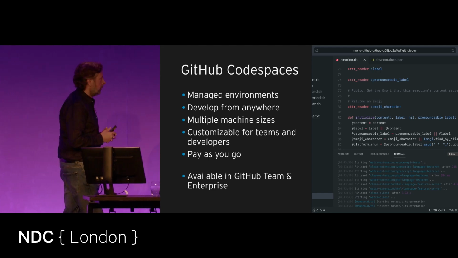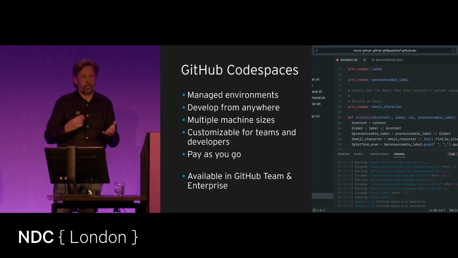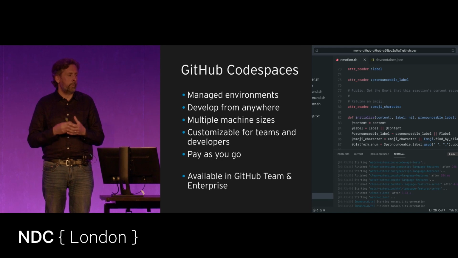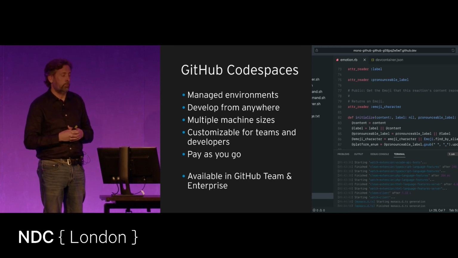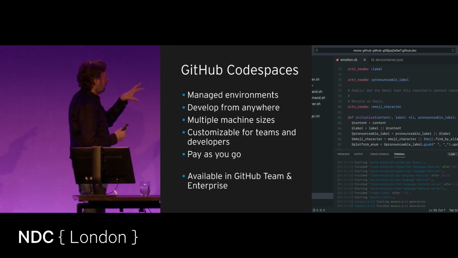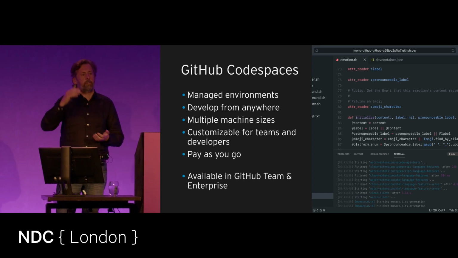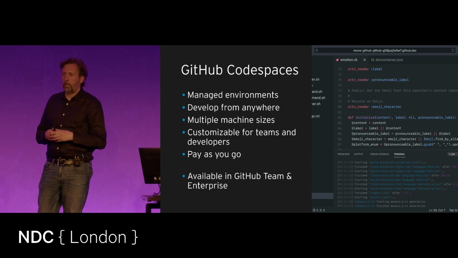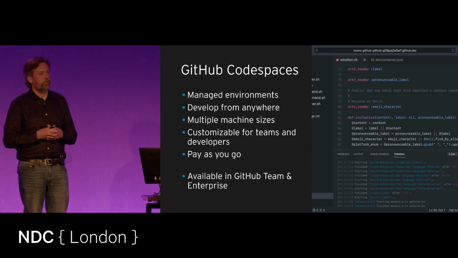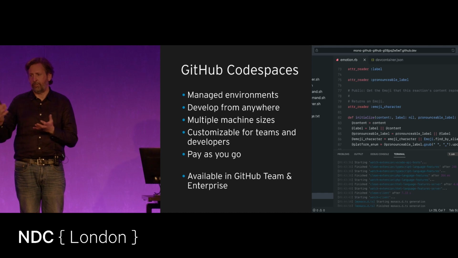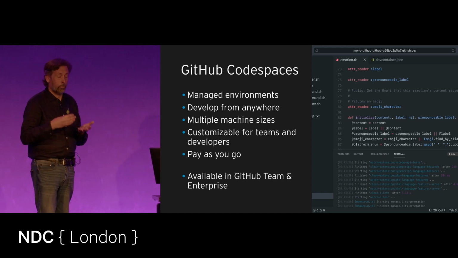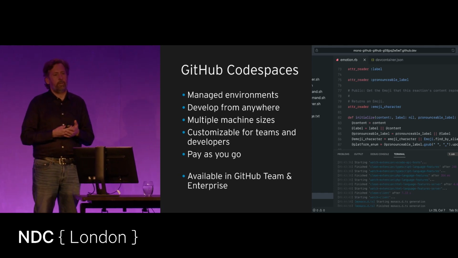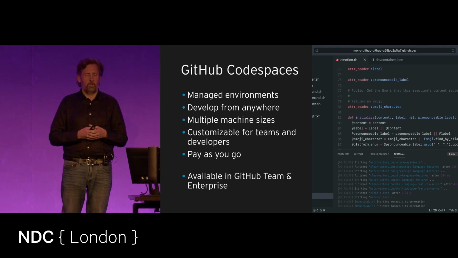And again, you can develop from anywhere. You can, as I said, code in the browser. And actually a very, very similar experience to working on VS Code on your local machine. There's multiple available machine sizes, so you can select from, I think it's 2 cores up to 32 cores. So again, depending on your need, if you want to do something really fast, then you can select a very powerful machine. Of course, it will cost you more. But again, that might actually be worth that cost.